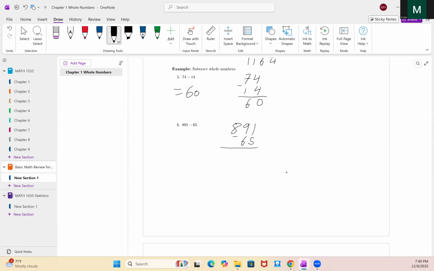1 is less than 5, so we cannot take away 5 from 1. So we have to borrow 1 from 9. When we borrow 1 from 9, 9 now becomes 8. And 1 became 11. So what are we doing now? We're subtracting 5 from 11, which is 6. Because we took 1 away from 9, 9 is now 8. And we subtract 6 from 8, which is 2. And 8 by itself, so we just bring it down, 8. So this is equal to 826.